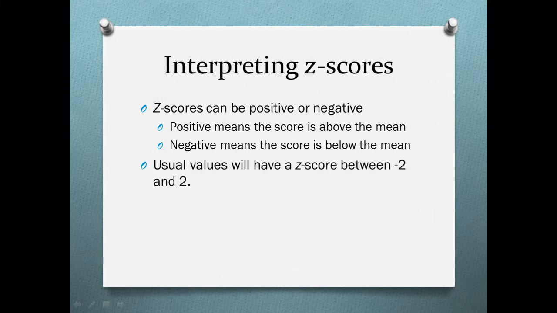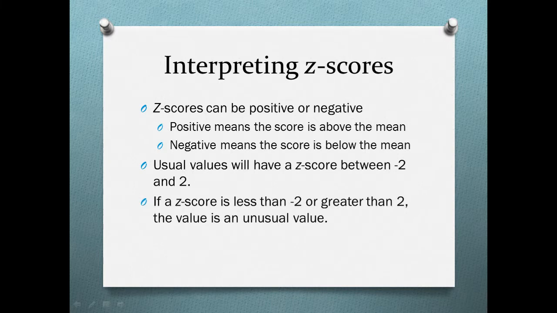We've talked about what usual values mean, and usual values are any data value in the data set that is within 2 standard deviations of the mean. So usual values will have a z-score between -2, or 2 standard deviations below the mean, and +2, or 2 standard deviations above the mean. If the z-score is less than -2 or greater than 2, then the value becomes an unusual value in the data set.